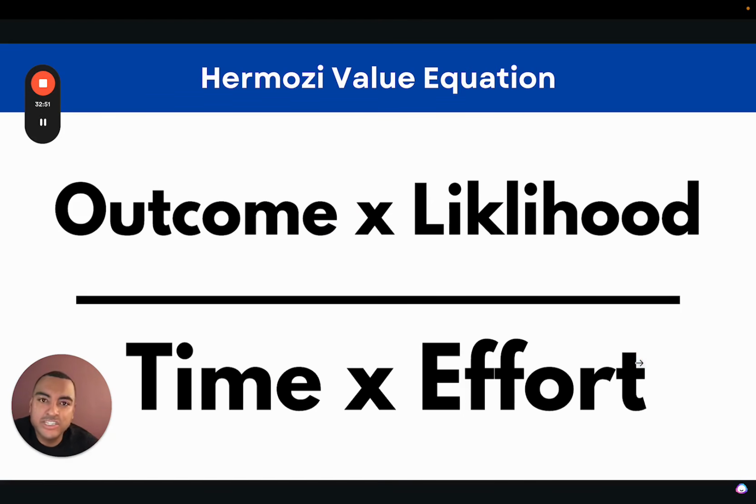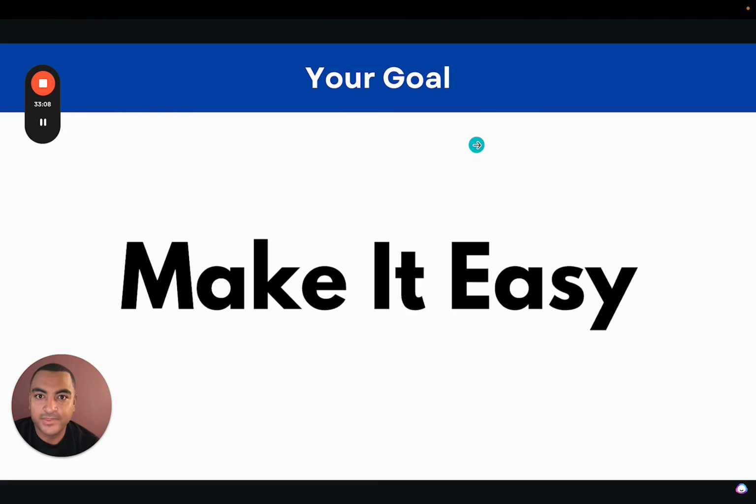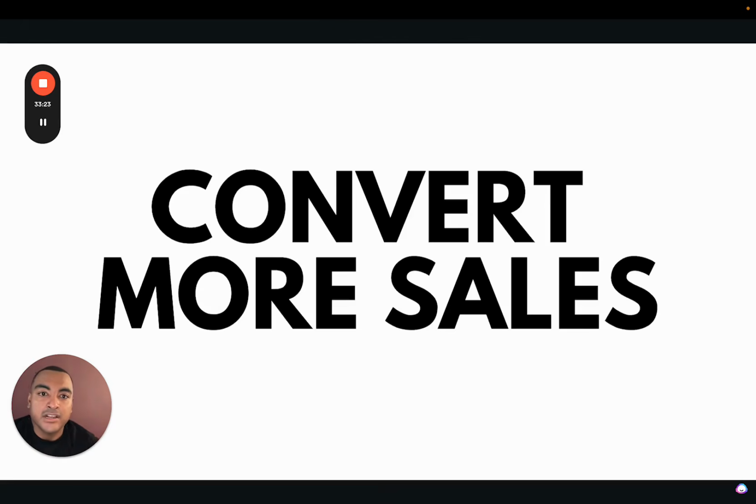So when you look at this, you want to think, how can I implement this into my business? How can I make the dream outcome and the likelihood of achievement really high? How can I make the time and the effort really low for the person? And if you can do that, people will buy from you. So your goal is to make the dream outcome and the likelihood of achievement easy for your prospect. And if you can communicate that, and if you can show and demonstrate that through your advertising, you're going to get better results.